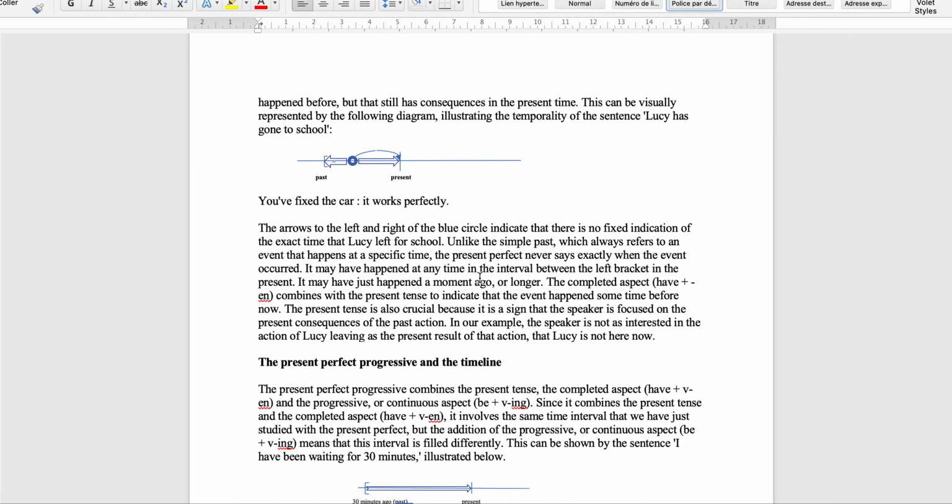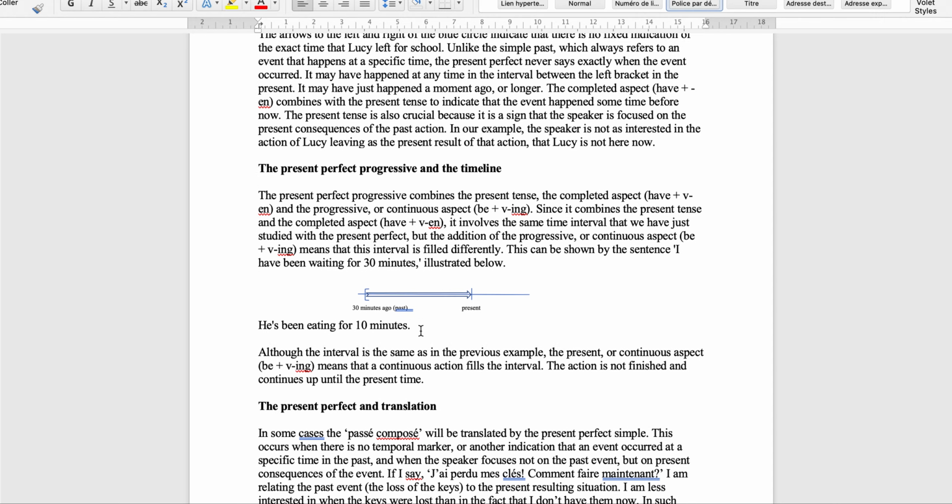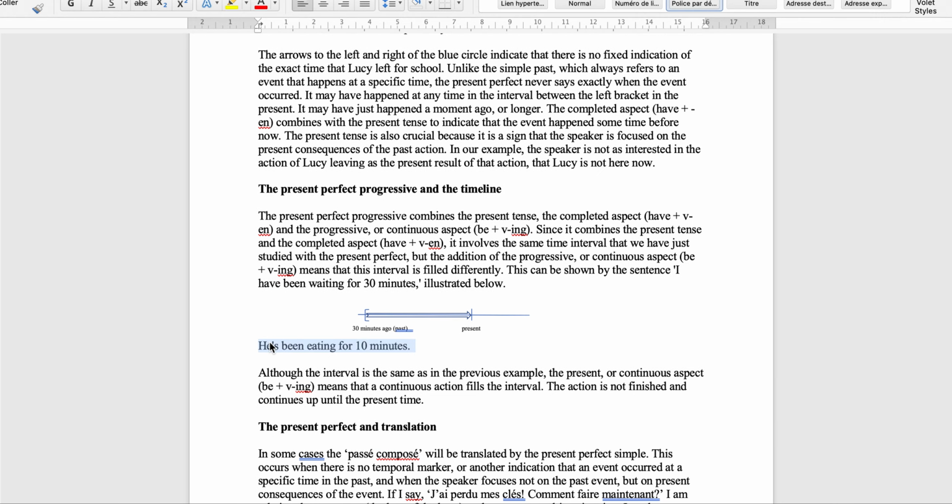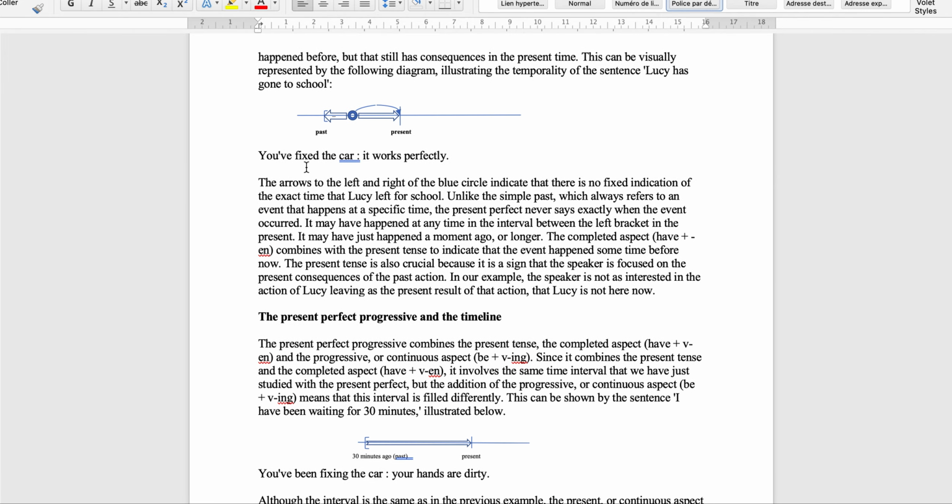So on the other hand, in this case, I could say here, you've been fixing the car. I could say your hands are dirty. Okay, great. So once again, here, you fixed the car, that means we're talking about something that's done. In all cases with the present perfect, just a reminder, when we use the present perfect, we're really focused on the present consequence. So here we have, you fixed the car.